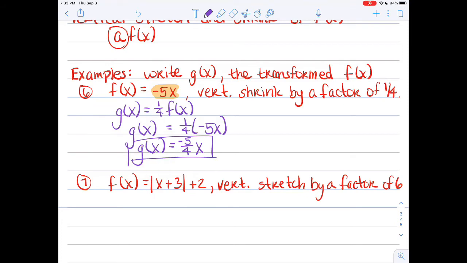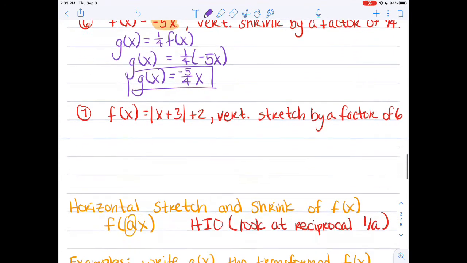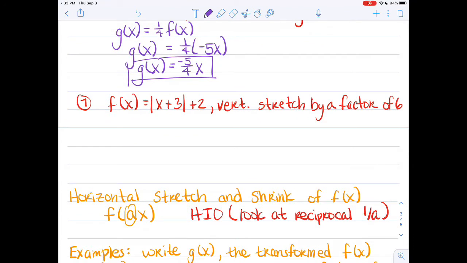Now let's look at a vertical stretch. We are starting with the function absolute value of x plus 3. Close up your absolute value bars, and plus 2 tacked onto the end. So this function has translated to the left by 3 and up by 2 to start. We want to stretch it vertically by a factor of 6. So we can write our g of x as 6 times our function f of x.